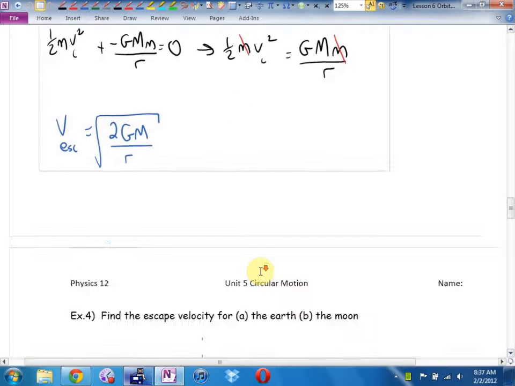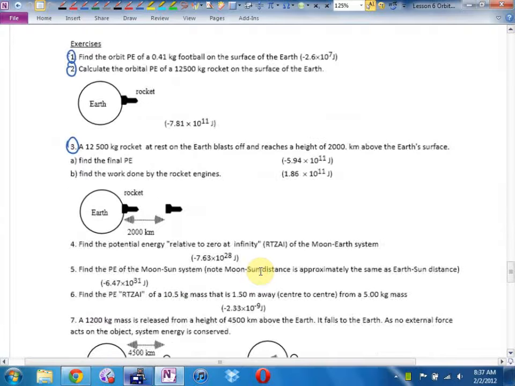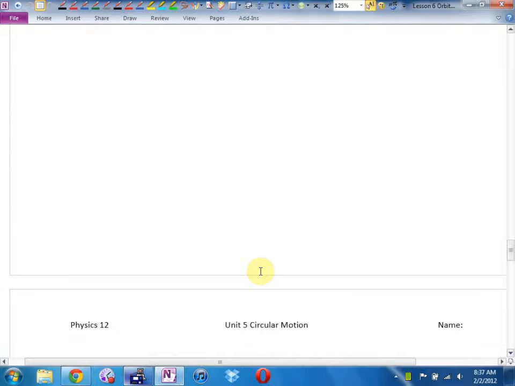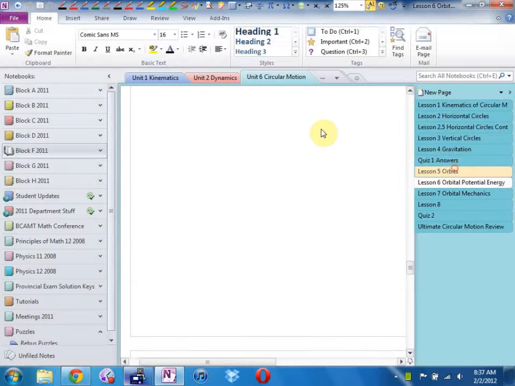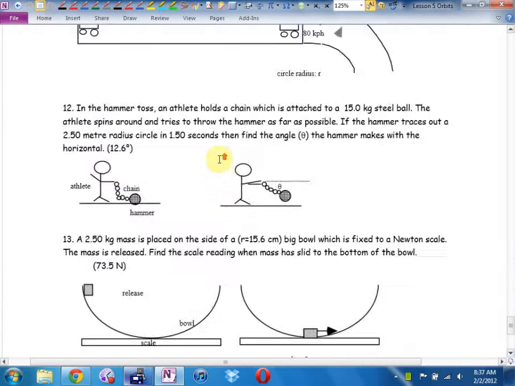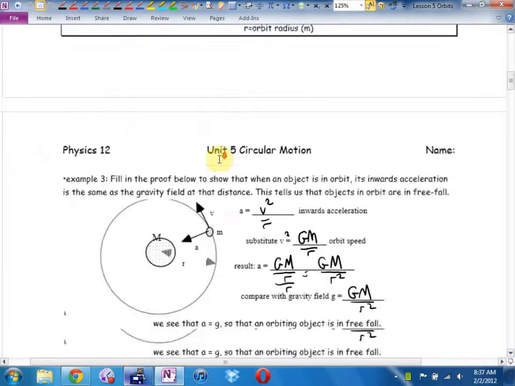Any questions from the ones that I gave you to try, or from the orbital mechanics homework from last day, or from the gravitation the day before? Any of these that you want me to go over, now is your chance to ask.